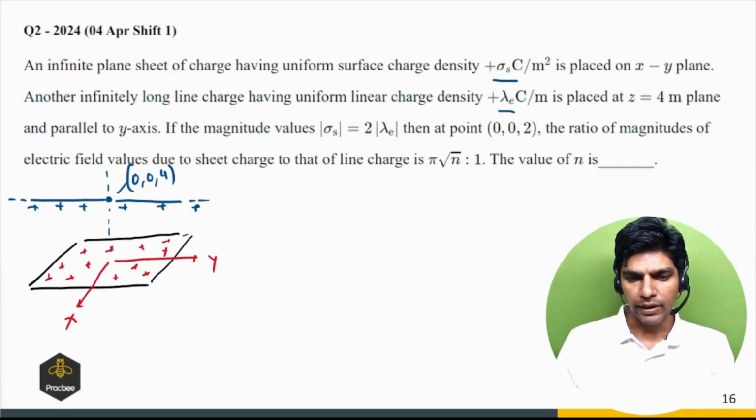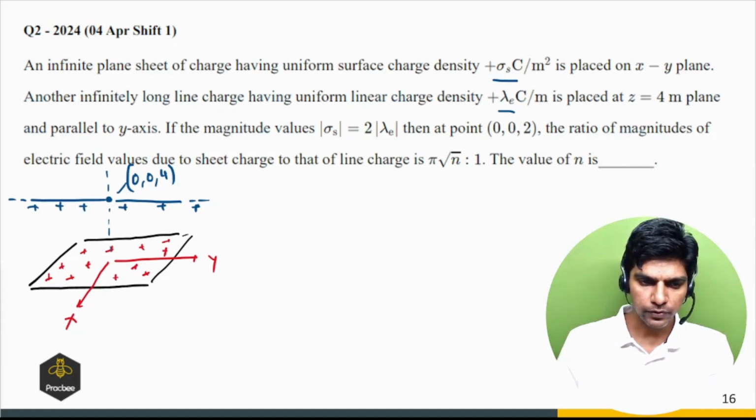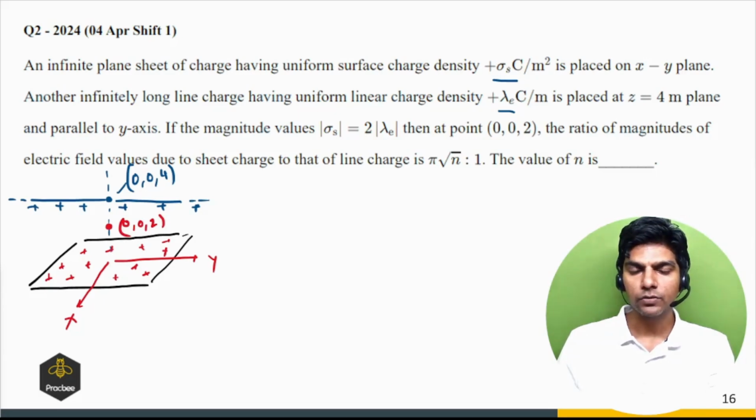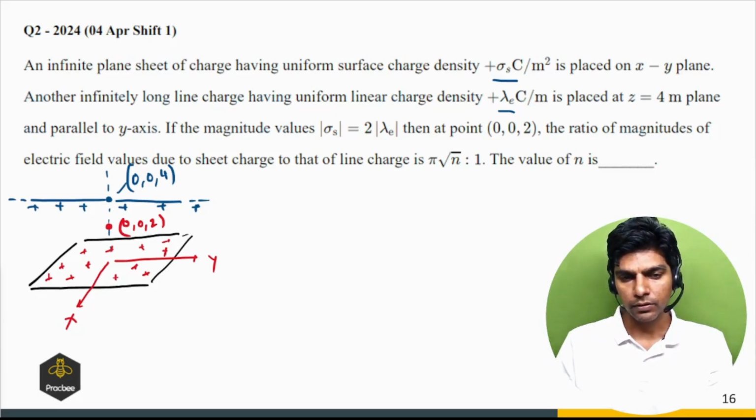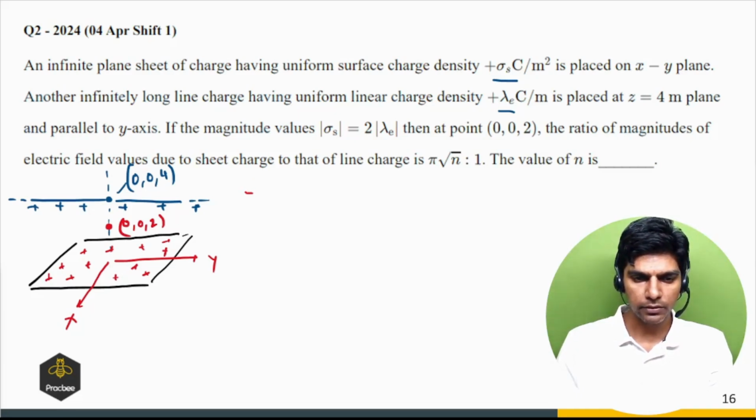If the magnitude value of sigma s is equal to 2 times lambda e, then at point (0, 0, 2), basically we have to find, at this particular point, the ratio of the magnitude of the electric field due to the sheet and due to the line charge. Okay, so let me take another nomenclature.